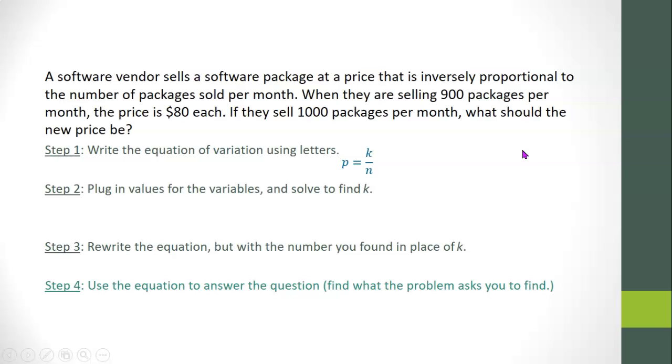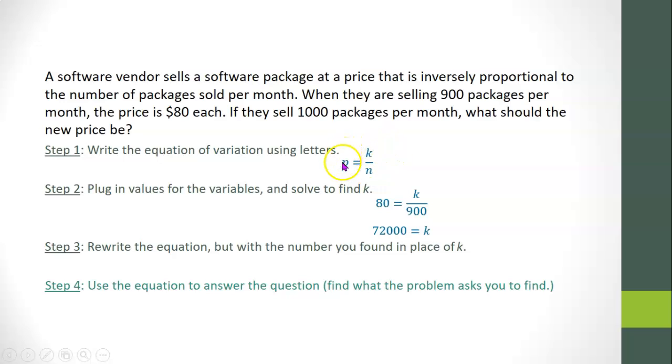Step 2, plug in values for the variables and solve to find K. When they are selling 900 packages per month, the price is $80 each. So I can put 80 in for the price while I put 900 in for the number of packages. 80 equals K over 900. Now to get K by itself, we have to undo the divided by 900 by multiplying by 900 on both sides of this equation. So when we multiply by 900 on both sides, 900 times 80 comes out as 72,000. So that's the number for K.